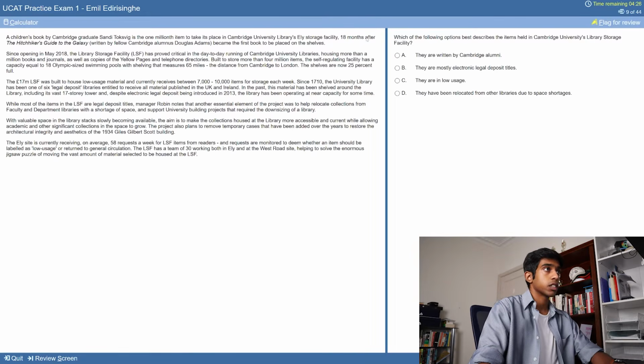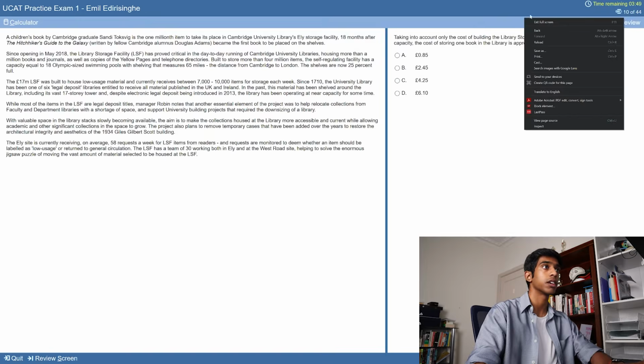Okay. Which of the following best describes items held in the storage facility? Okay. Cambridge alumni, low usage. 1 millionth item to take place. Became the first book. Built to store more than 4 million items. Shelving that measures 65 miles. Low usage material, so yeah, I think that's right.